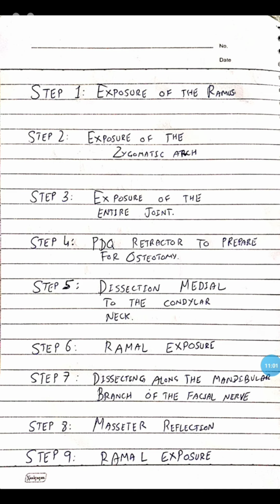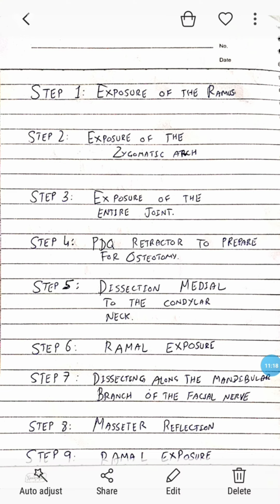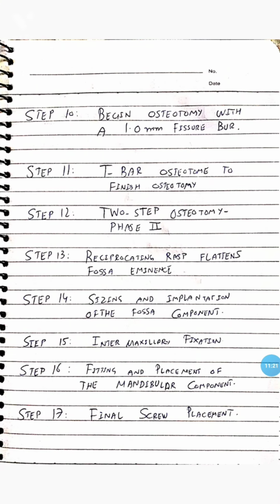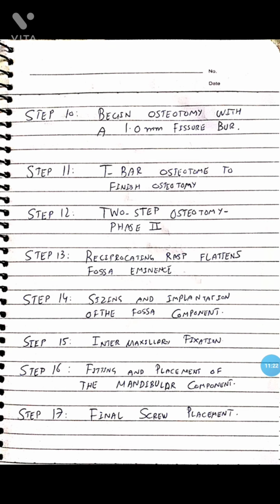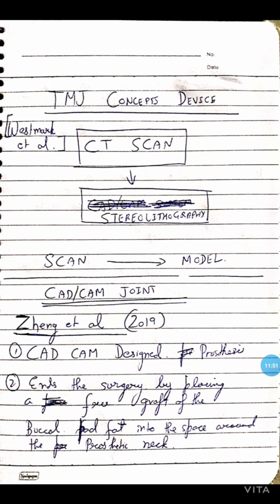Along with the Biomet appliance, another appliance had come up which is more custom as compared to the Biomet appliance. I don't know if they've come up with CAD/CAM in it as of now, but the TMJ Concepts device uses a scan which is converted into a stereolithographic model, and it is on this model that finally the artificial TMJ is designed.